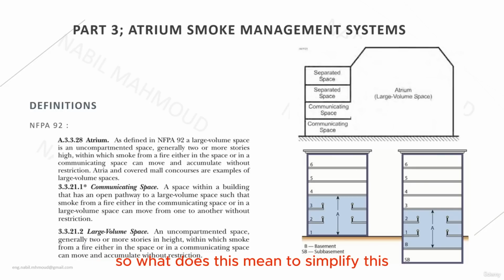To simplify this, we need to look at the figure on the top right side of the screen. The atrium is a large volume space that spans more than 2 or 3 stories high, continuously open without any obstructions. So in the event of a fire, the smoke will accumulate at the high level of this enclosure. However, the communicating space is the space that has a maximum of 2 to 3 stories in height, not more than this.